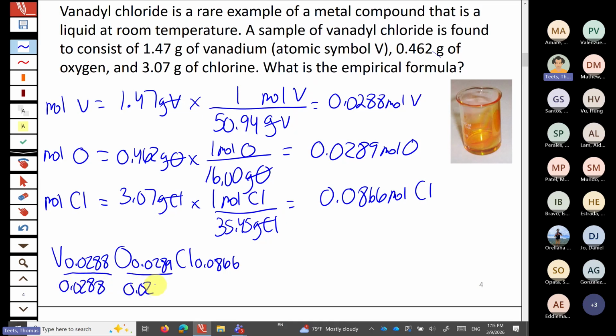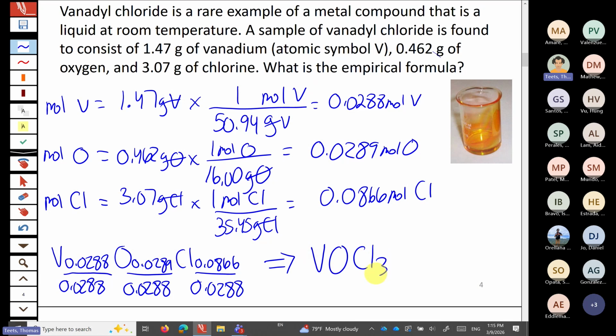Once we get to this point, any operations we do on one has to be done to all three of them. So that's, sorry, it's 88. Not that that changes. And then we divide all of those three by the same thing. And what we end up with, in this case, you're going to get like 1.0001 or something. So again, that can round to 1. And you end up with V1, O1, and then Cl3.